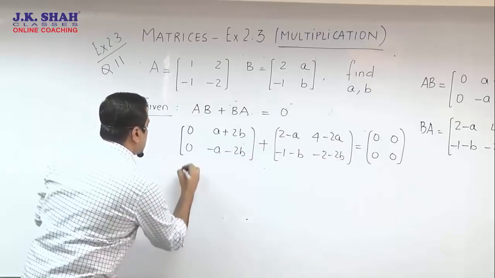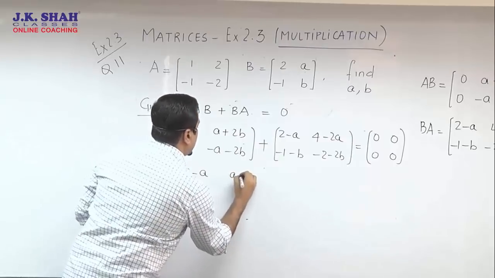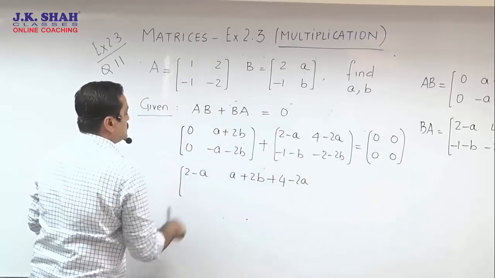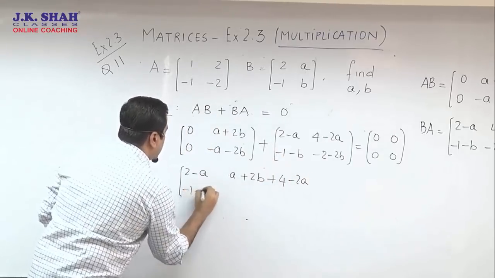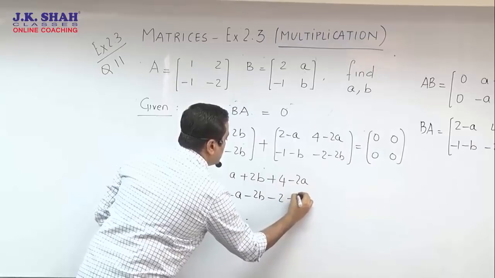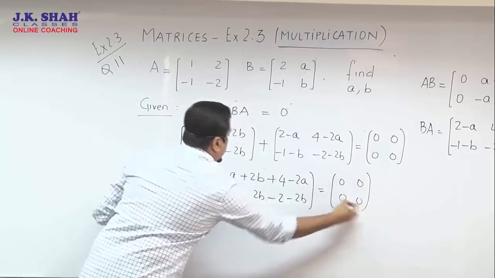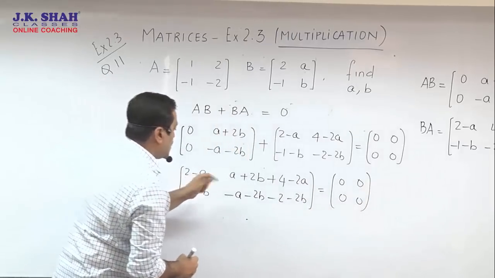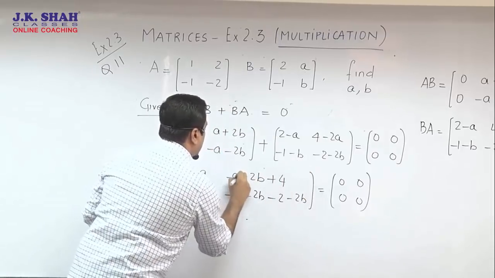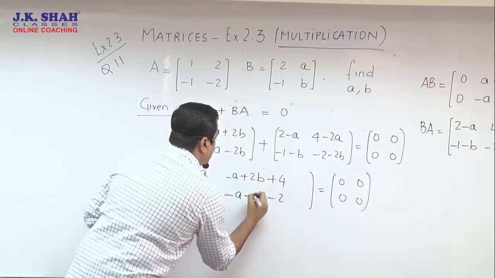So let's finish off addition over here. 0 with that, 2 minus A; now it's going to be A plus 2B plus 4 minus 2A. Again 0 to be added with this, minus 1 minus B; minus A minus 2B to be added with minus 2 minus 2B. That is equal to सामने का matrix 0. यहाँ तो कुछ नहीं है, but here I can see we can simplify that thing. A minus 2A, you can make it minus A. So the term left is minus A plus 2B plus 4. Here also minus 2B minus 2B, you can make it minus 4B.